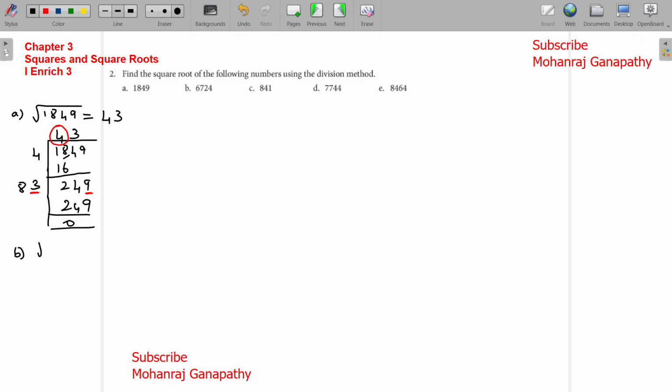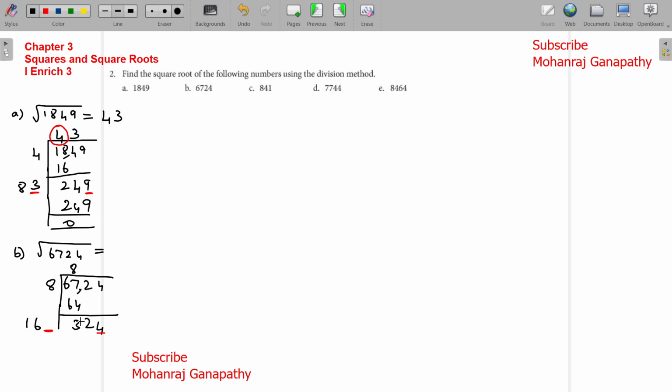B. Square root of 6724, which is equal to 6724. Separate 2 by 2. Nearest number for 67, 8. 8 8s are 64. Remainder 3. Bring down 24. Okay. Now 8 2s are 16. We need the last digit as 4. Either 2 into 2 is 4 or 8 into 8 is 64.